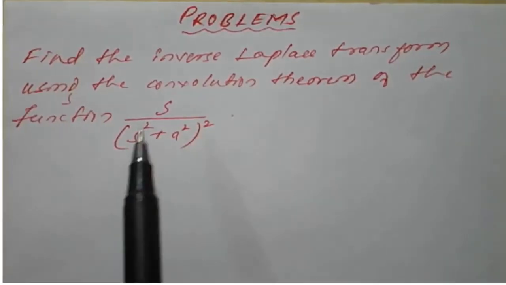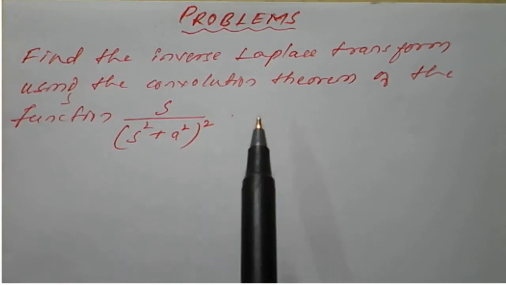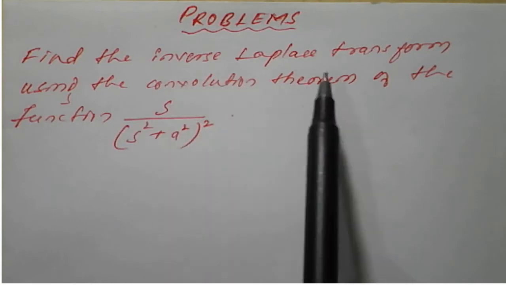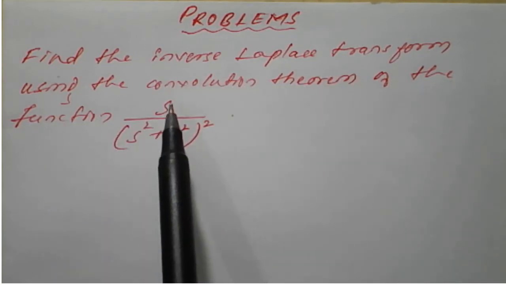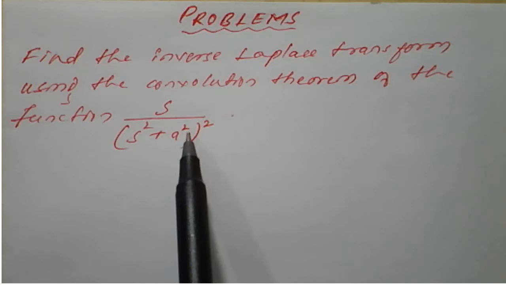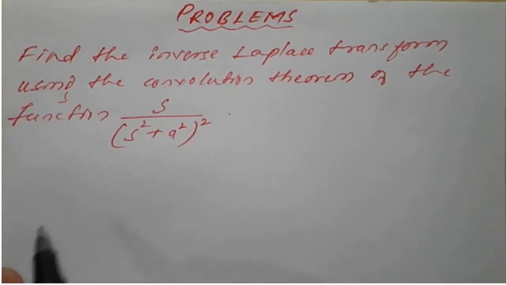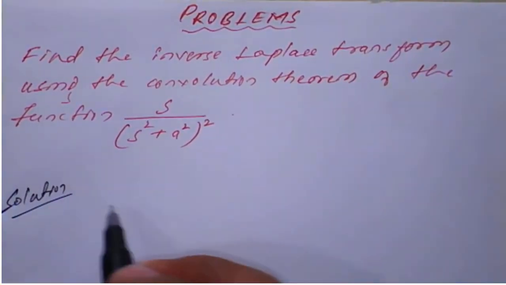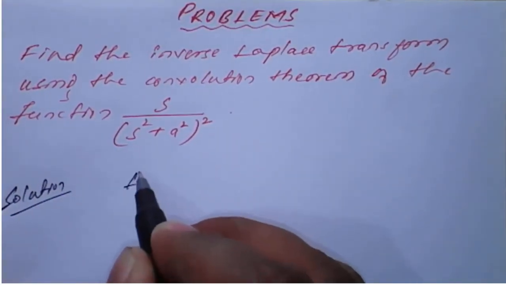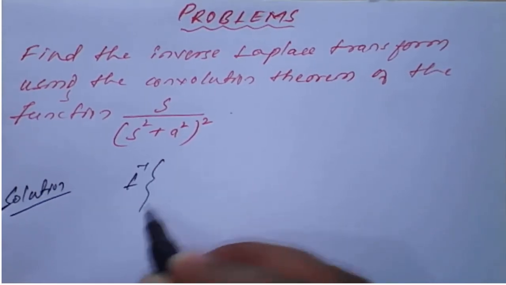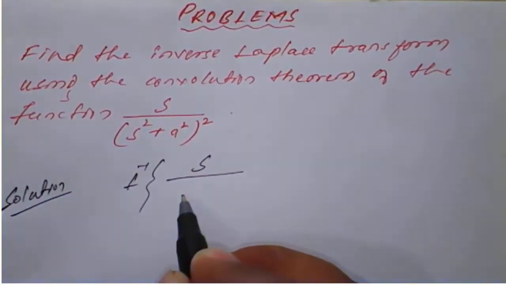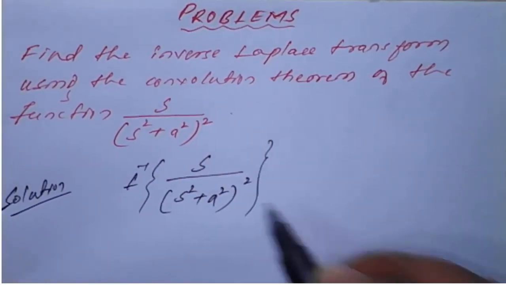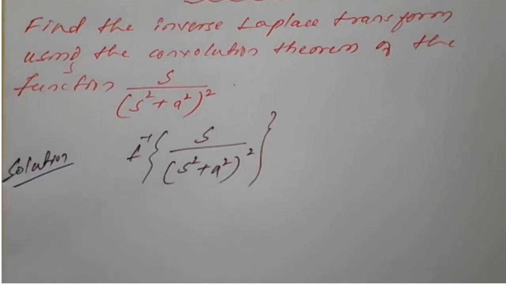So, problems on the convolution theorem we'll see. Find the inverse Laplace transform using the convolution theorem of the function s upon (s square plus a square) whole square. So, solution. We need to find the inverse Laplace of s divided by (s square plus a square) whole square using the convolution theorem.